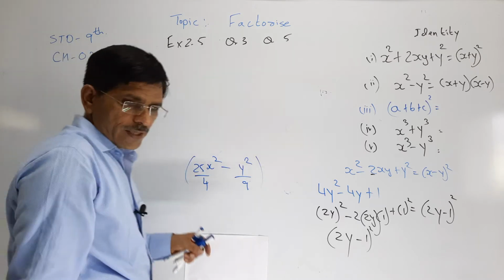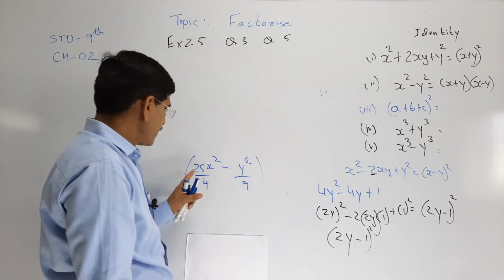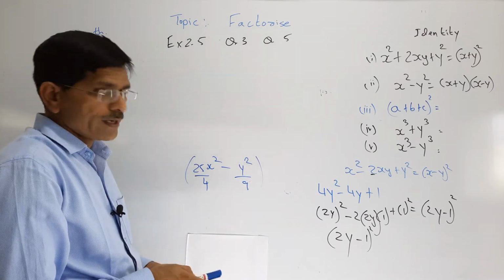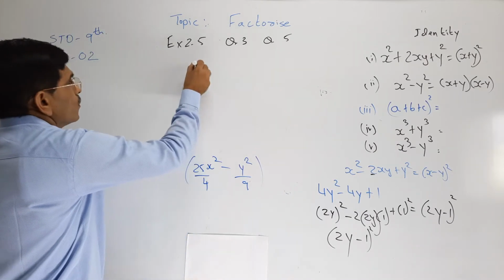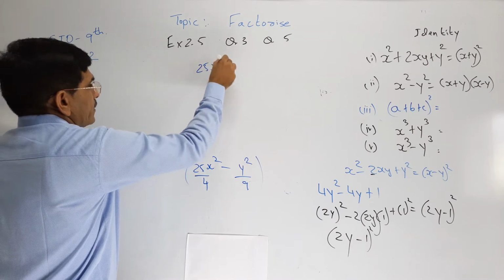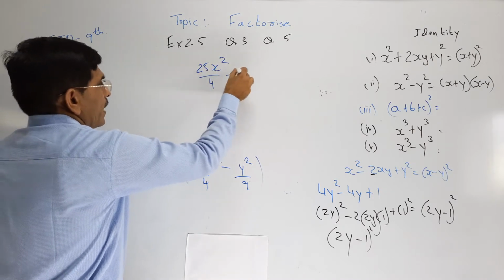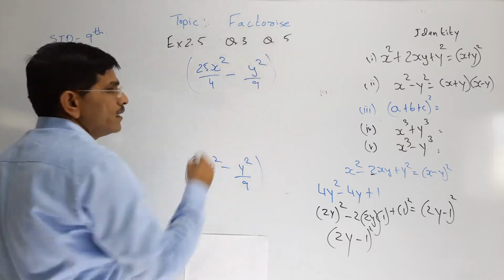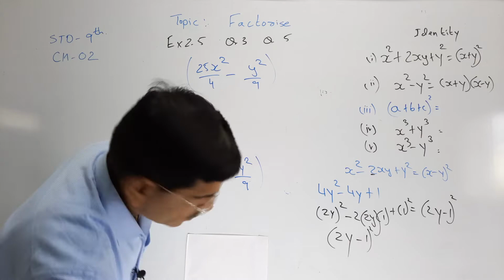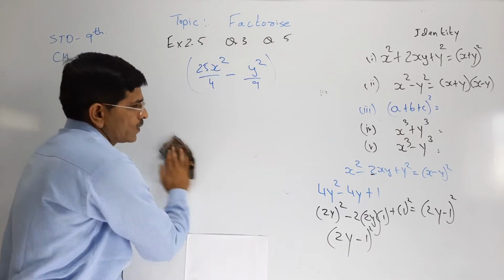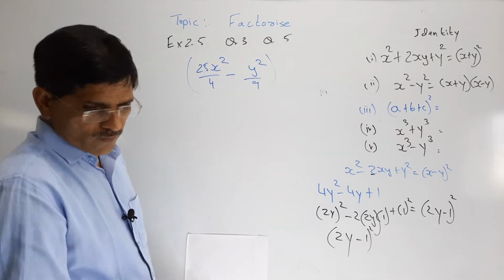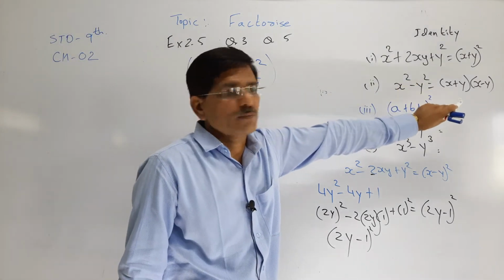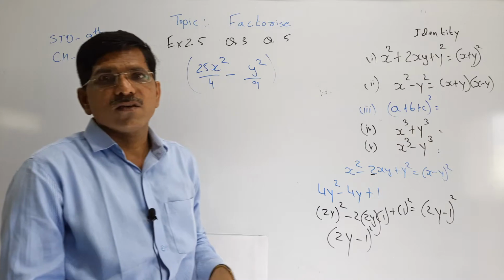Again, 25x square upon 4 minus y square upon 9. So, I am writing the question again here. Whatever I am writing, you have to write it when you go through the lecture. So, now what is the question? Factorize. So, x square minus y square, then (x plus y)(x minus y).